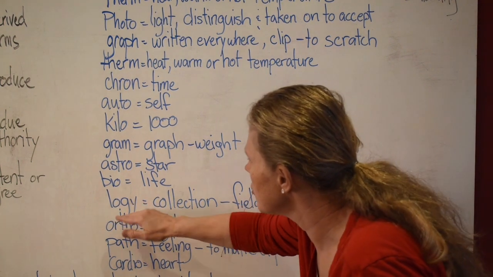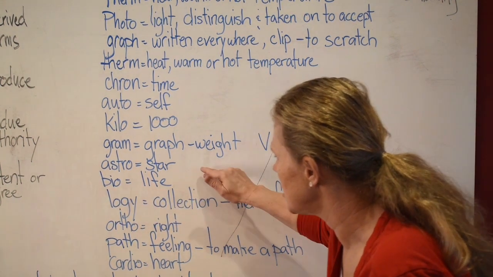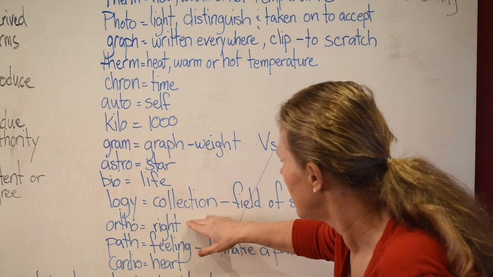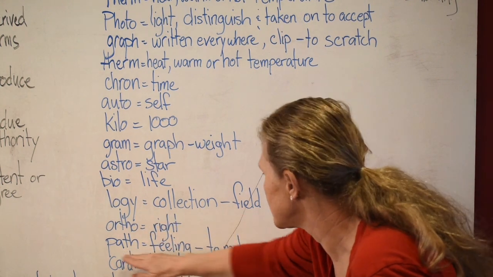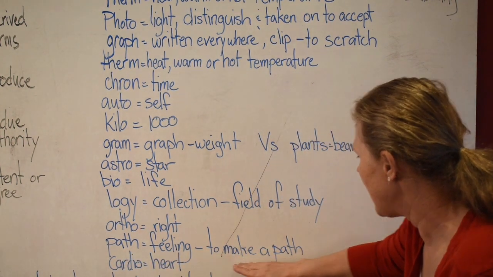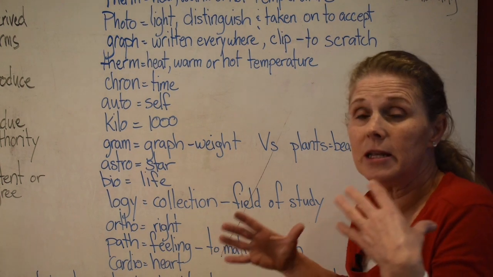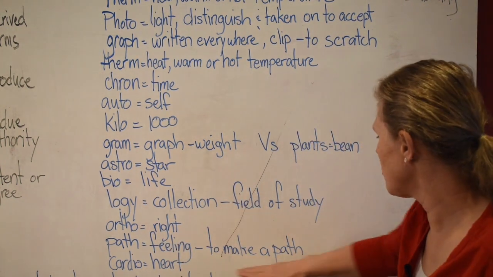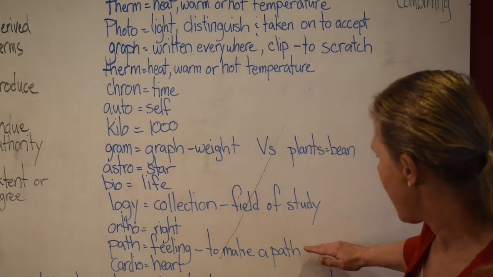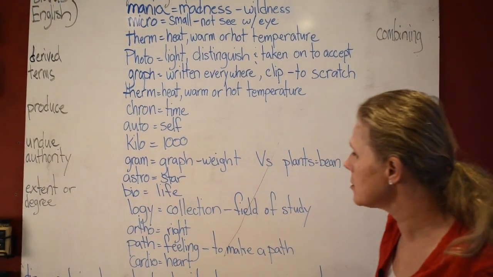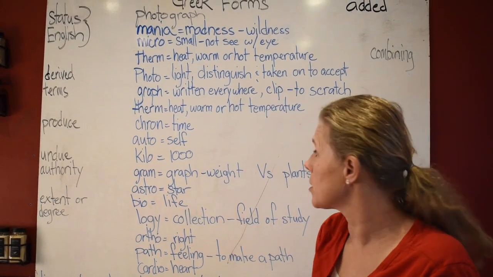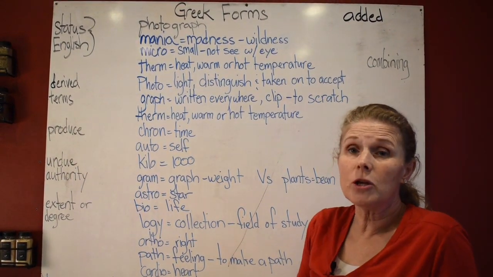So what are you going to study? You're going to study life, biology. Orthology, you're going to study how to make things right. A pathology, you're going to study the feelings of things. Path means feeling, to make a path. So it's meaning to make a road. You're making a way to go. There's lots of paths that you can have. Cardio means heart.